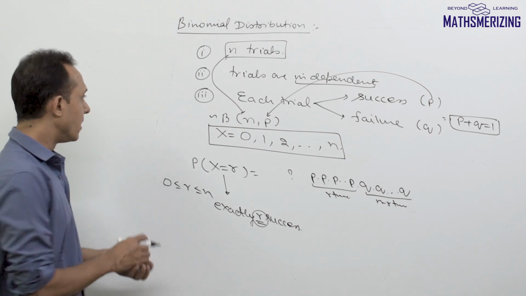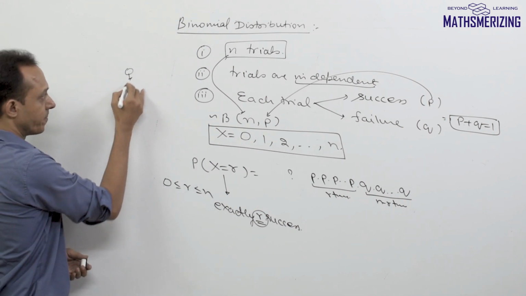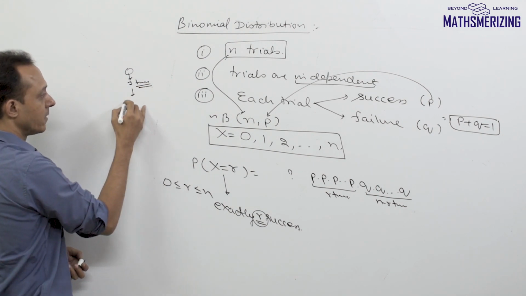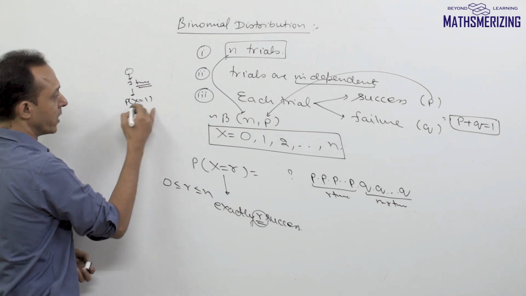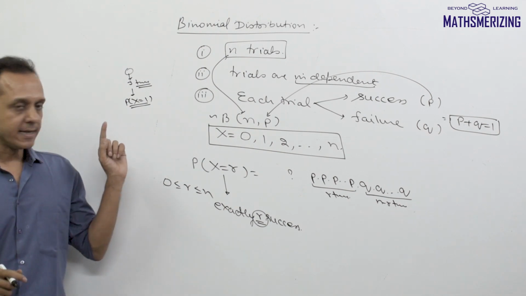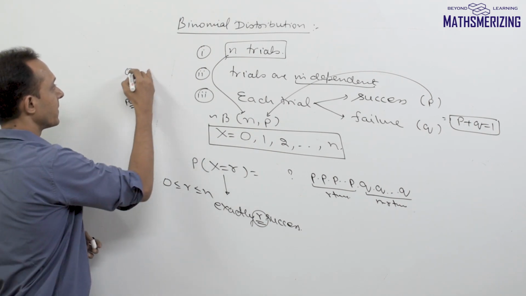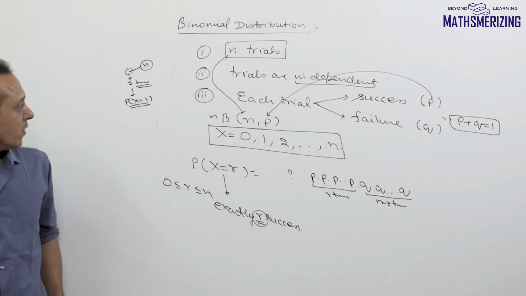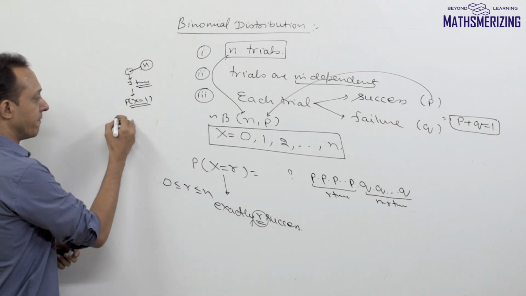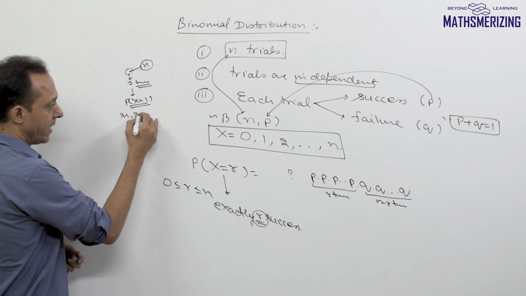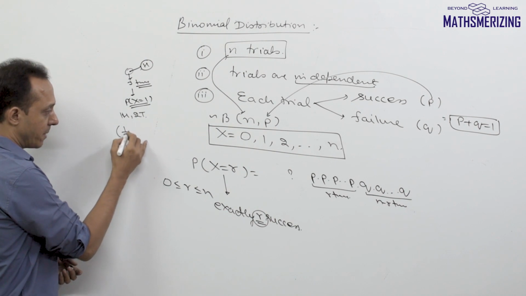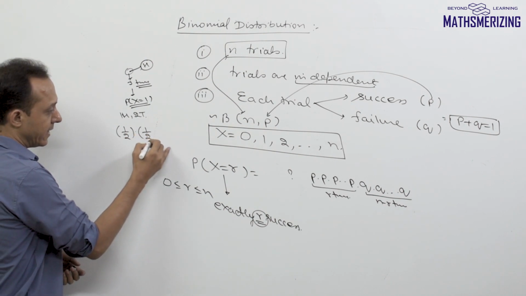Say for example, a coin is tossed 3 times and I need to find the probability of X equal to 1, which is the probability of getting exactly one success, and in this case I'll define a success as getting a heads. Now out of these 3 times I should have 1 heads and 2 tails. Now the probability of getting a heads is 1 by 2, and the probability of getting a tails is 1 by 2.